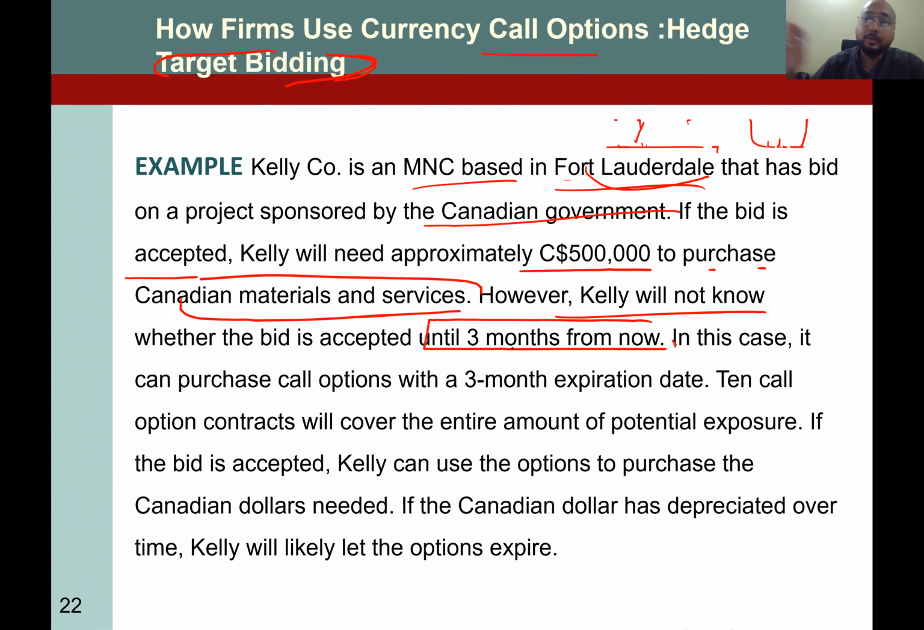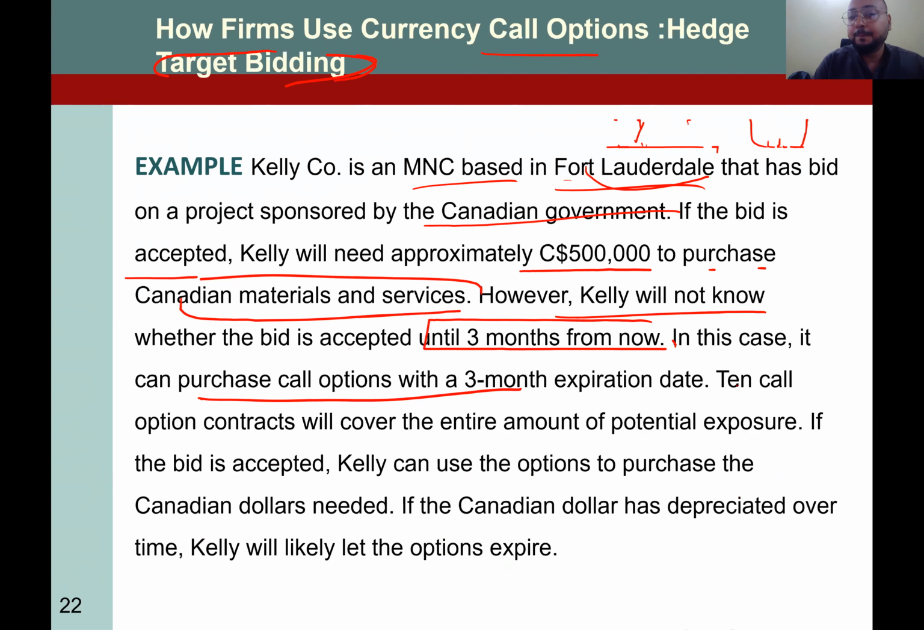1,000 Canadian dollar after 3 months. So smart managers, they plan, right? When they want to buy this currency after 3 months, maybe the currency goes up. So in this case, they can purchase a call option with a 3 months expiration date. Similarly, they want to hedge payables. Similarly, they can secure target bidding.